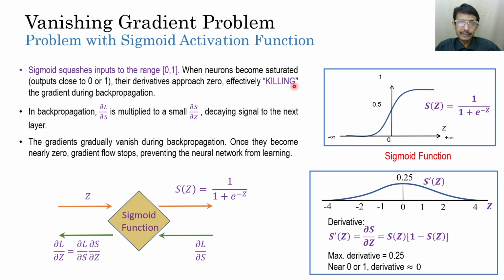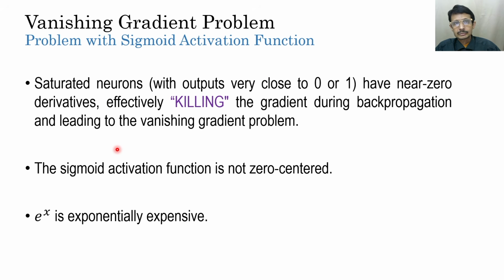So it effectively kills the gradient in the long backpropagating series. Okay. So to summarize, saturated neurons with output very close to 0 have near 0 derivatives, effectively killing the gradient during backpropagation. Near vanishing gradient problem, it is not 0 centered, and e to the power x is exponentially expensive. So these are the major disadvantages with sigmoid nonlinearity.